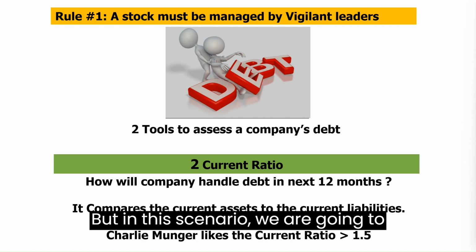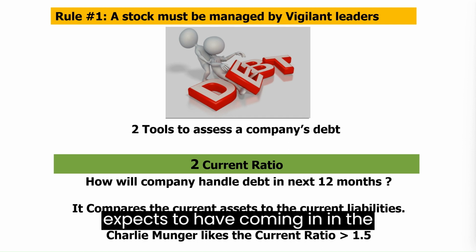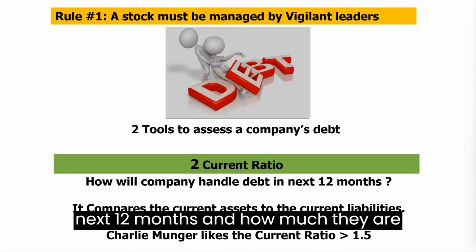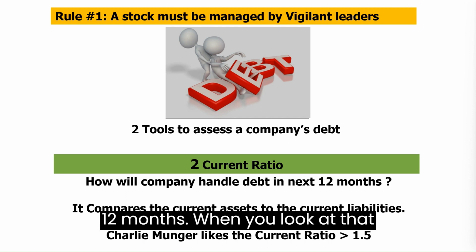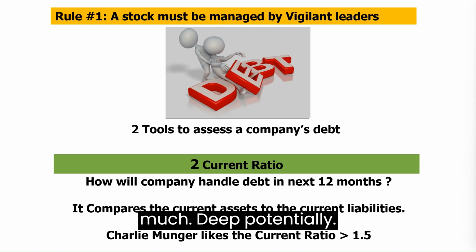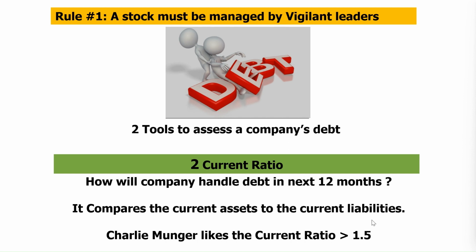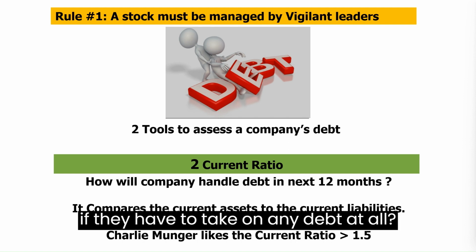But in this scenario, we are going to look at how much money the company expects to have coming in the next 12 months and how much they are going to have to pay out in the next 12 months. When you look at that comparison, we can then determine how much debt potentially this company is going to have to take on, if they have to take on any debt at all.